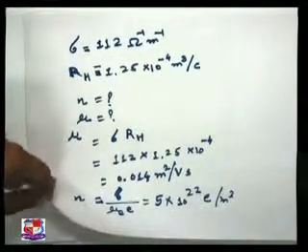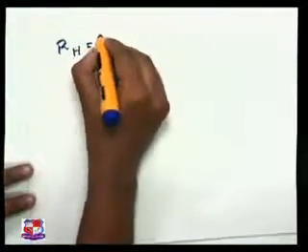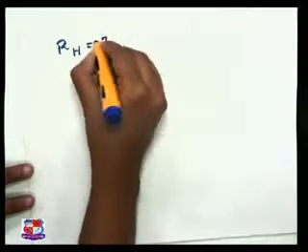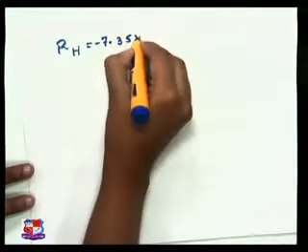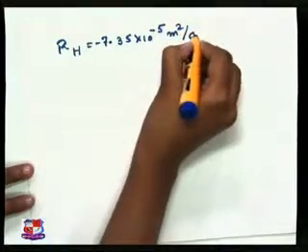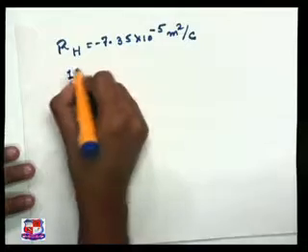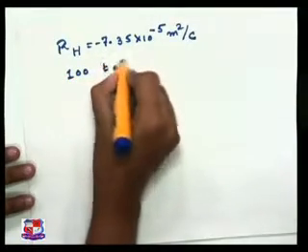Now another example that we can have for this Hall effect is, say, when the Hall coefficient R H is found to be minus 7.35 into 10 raised to minus 5 meter cube per coulomb. It can be from 100 to 400 K.